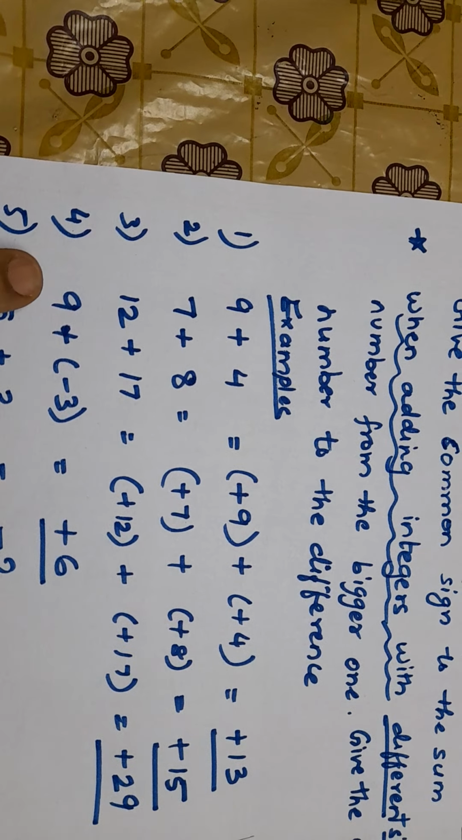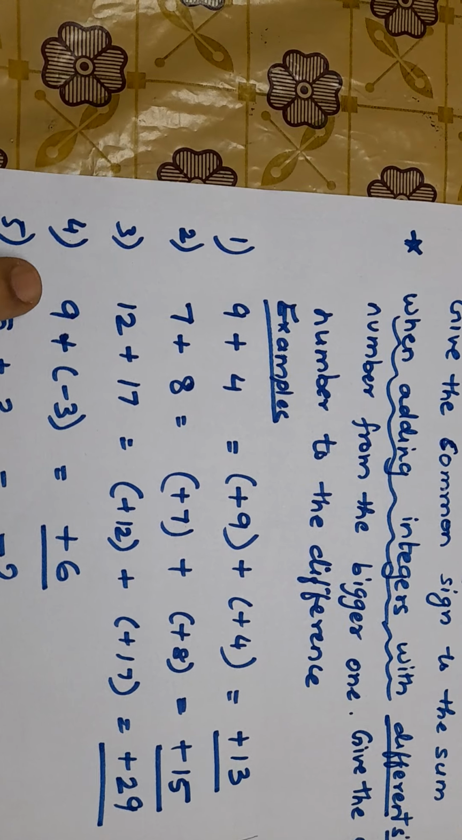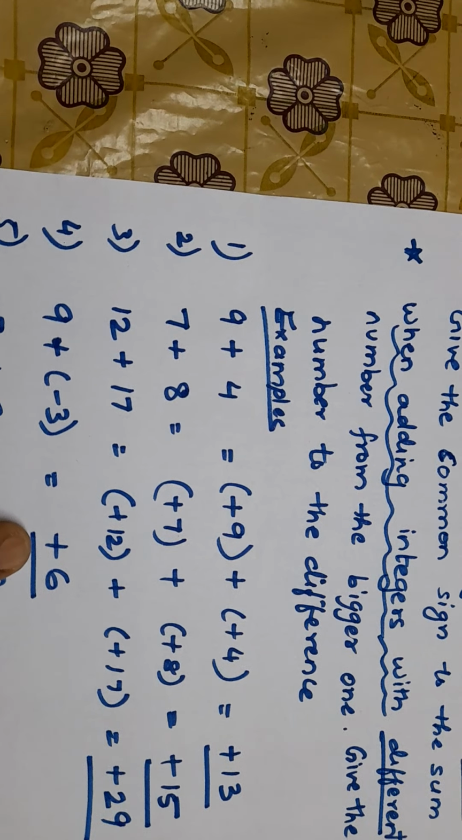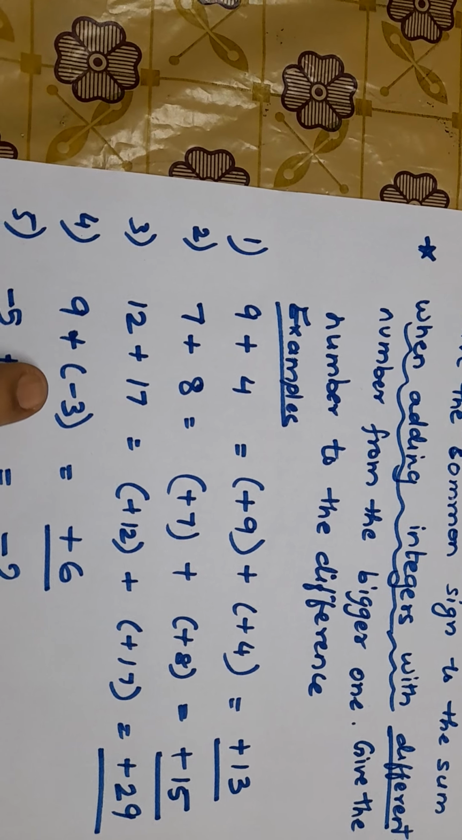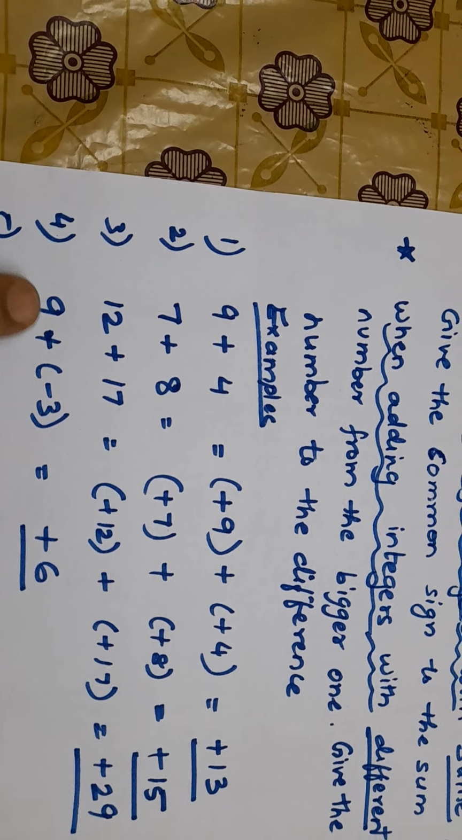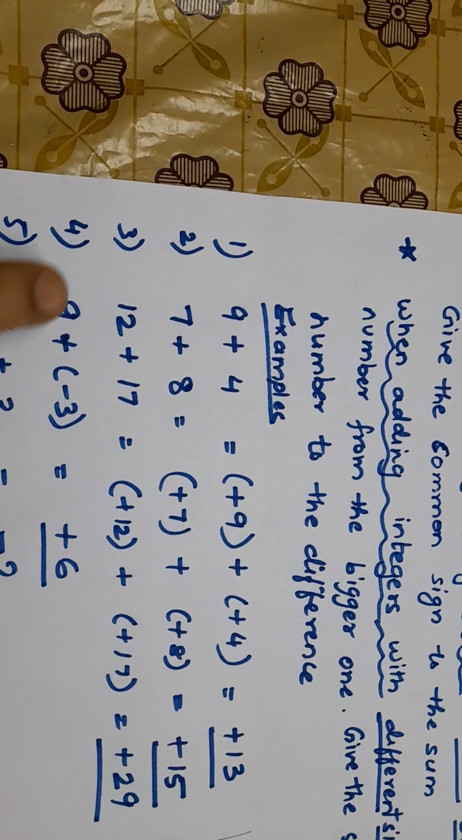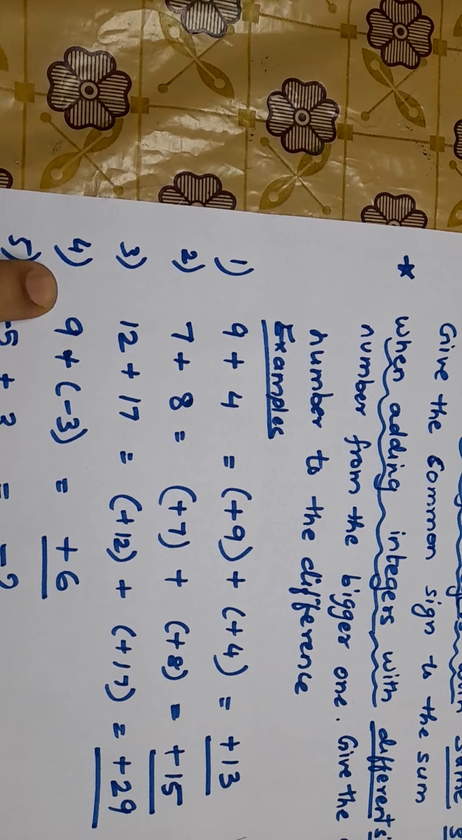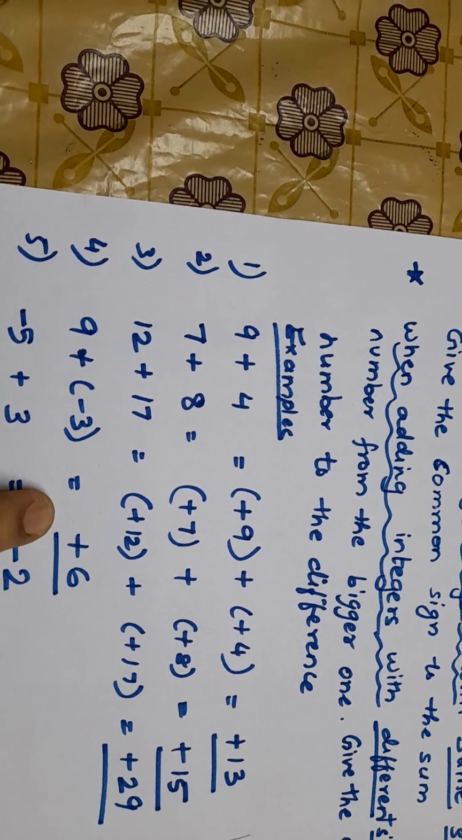To the answer, you will give the sign of the greater number. You will do the subtraction in your mind, like 9 plus minus 3. So you will subtract 3 from 9, the answer will be 6. But the greater number carries positive sign, so the answer will be plus 6.